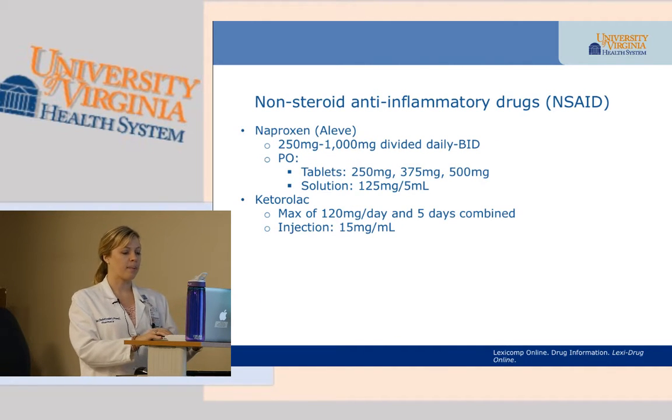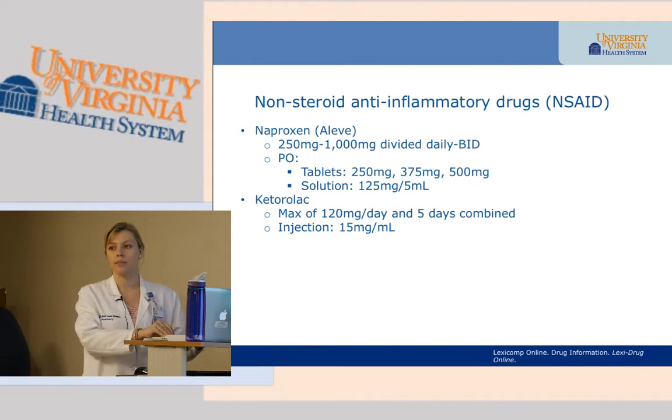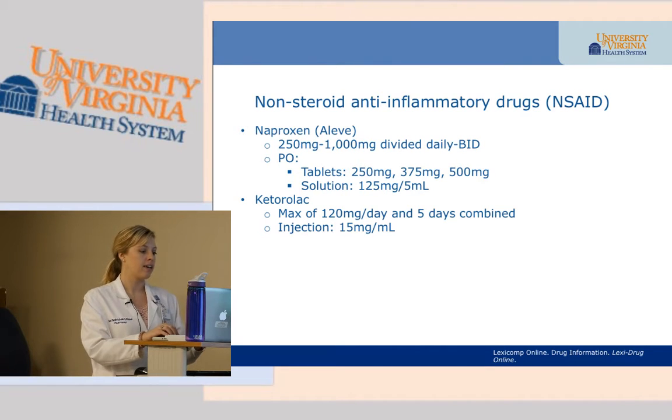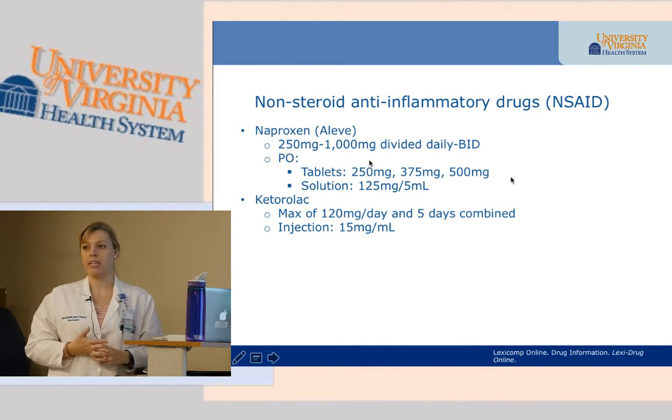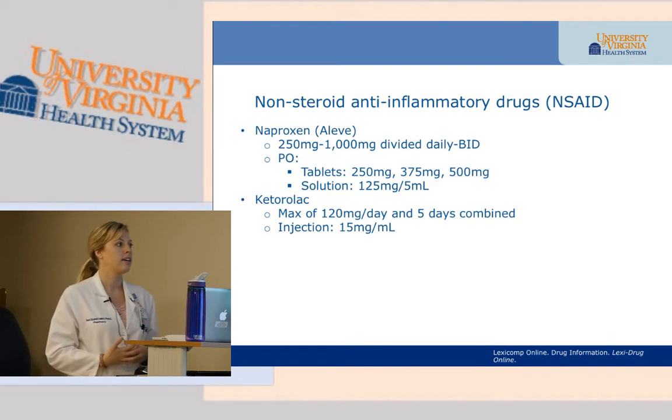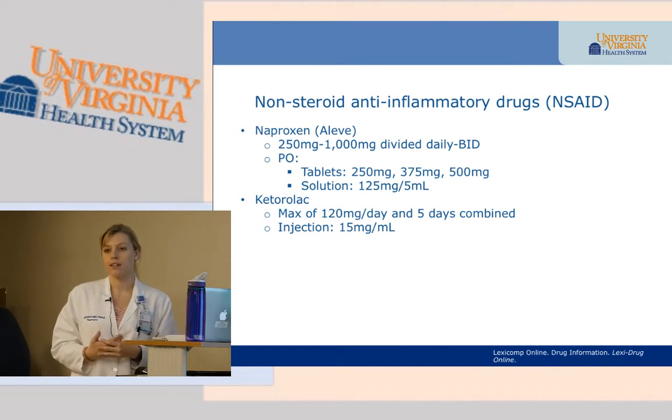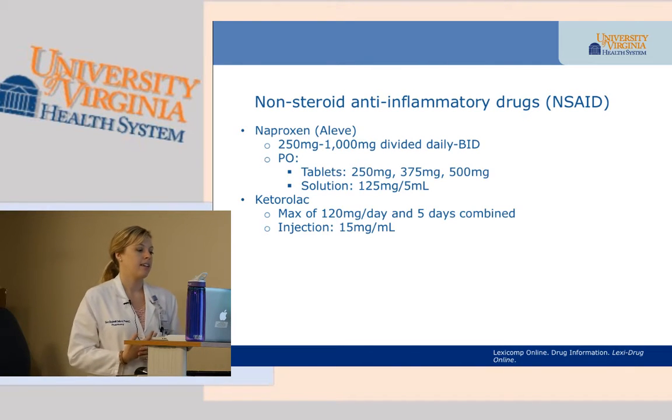Naproxen's another common one that's in the outpatient setting. And then ketorolac is another NSAID that's used quite frequently, more in the ICU setting, since it is IM or IV. This one is very potent and has a high risk of bleeding, so we limit that to 5 days of therapy. So that's something, as a tech, you can help us watch out for if you see a lot of it being dispensed for one patient. Just doing a double check, like how many days do they have this?